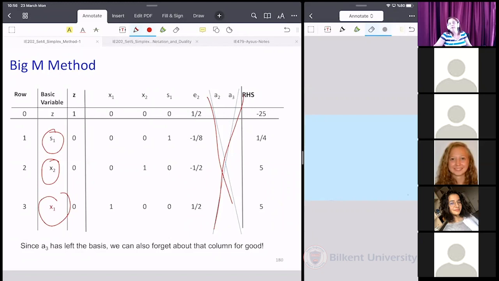Now let me bring you back to my question. I was asking, so what is my next move? What does this table tell you?